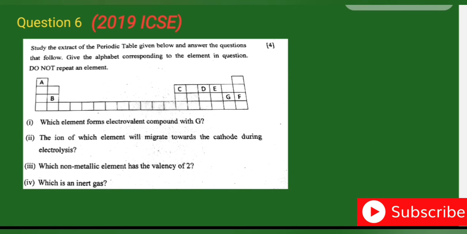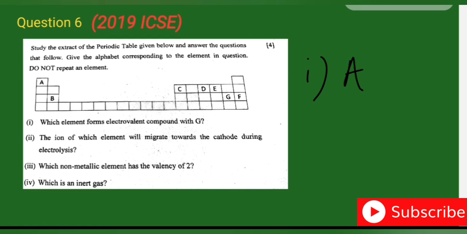Question number 6, 2019: study the extract of the periodic table given below and answer the questions that follow. Give the alphabet corresponding to the element in the question. Do not repeat an element. Which element forms an electrovalent compound with G? So we know that group 1 forms an electrovalent compound with group 17. So write down the answer is your A.